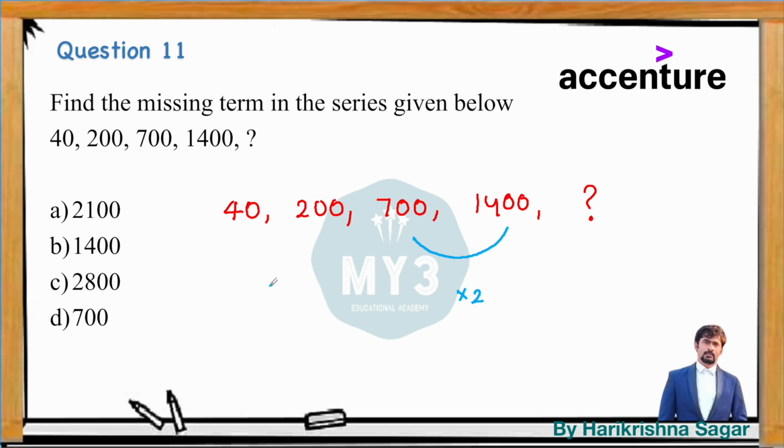So after that, I am just looking at what is the relation between 40 and 200. So if you look at 200 by 40, it is 5. That means 40 into 5 will be this. And what is the relationship between 200 and 700? 200 becomes 700. 700 by 200 will give a result 3.5. That means it is multiplied by 3.5. So this is again a multiplication factor going on.